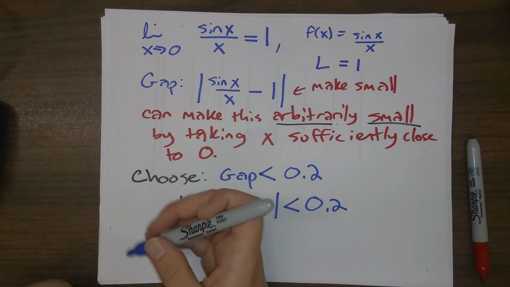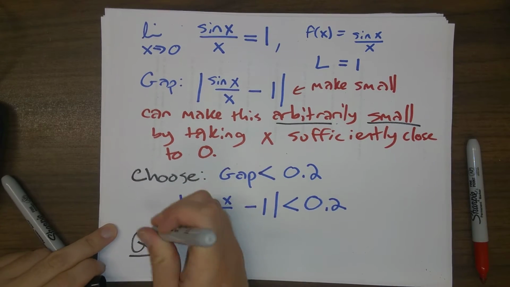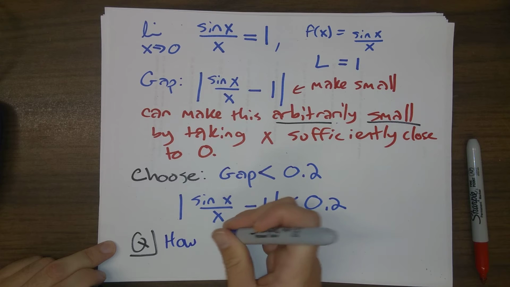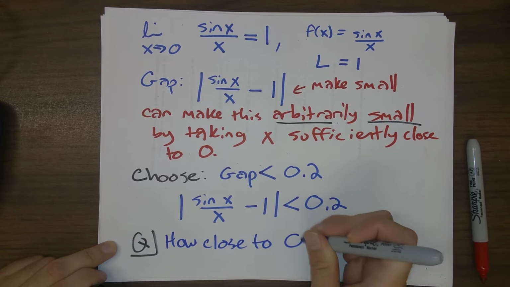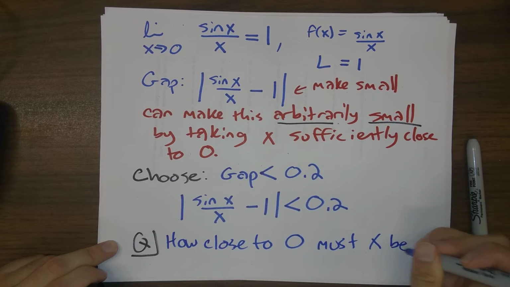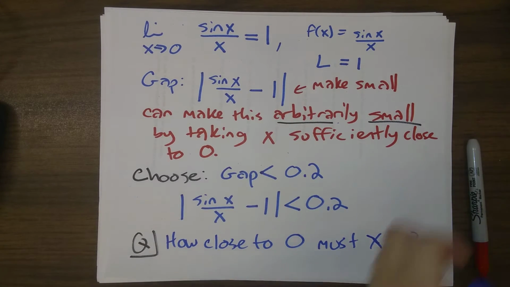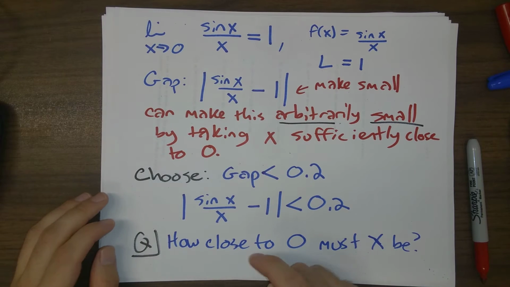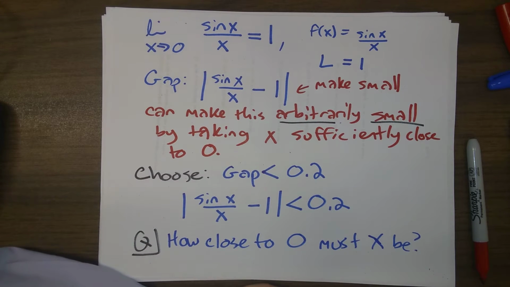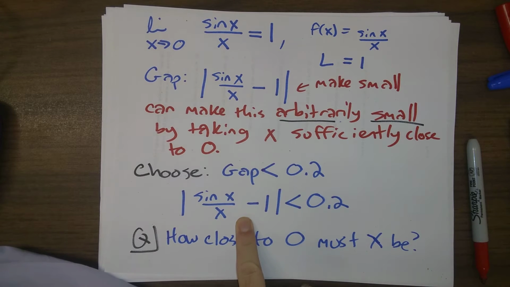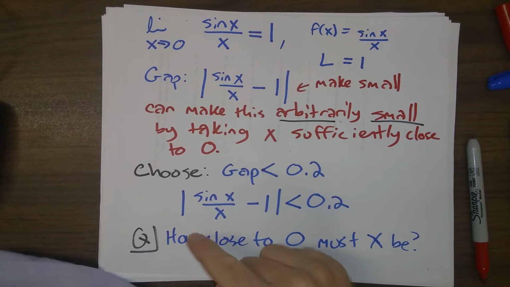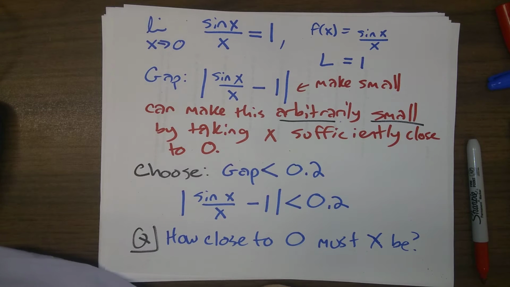And so now the question is, how close to 0 must x be? So sufficiently close. How close to 0 do we have to choose x to be if we want the gap to be within 0.2? Do we have to choose x to be within 1 of 0? Within 0.1 of 0? Within 0.01 of 0? That's what we're about to ask right now. How sufficiently close is sufficiently close?